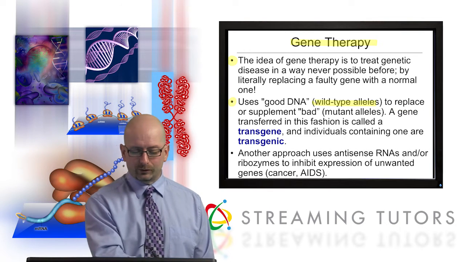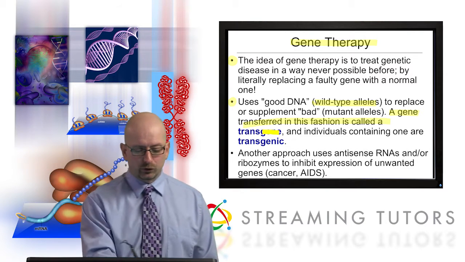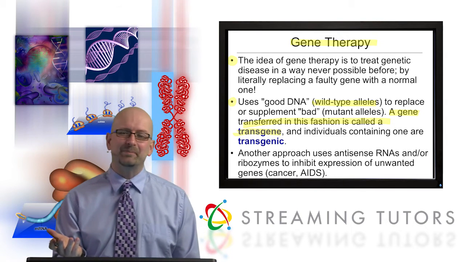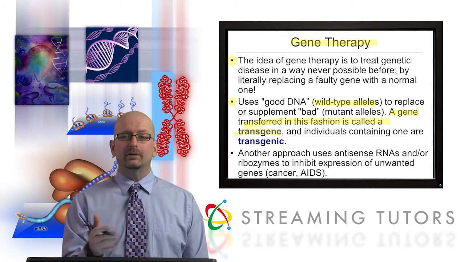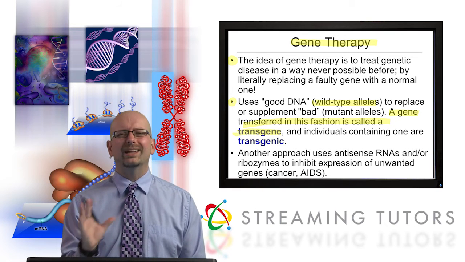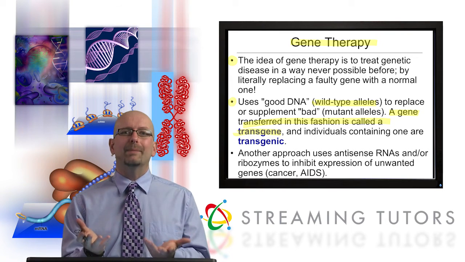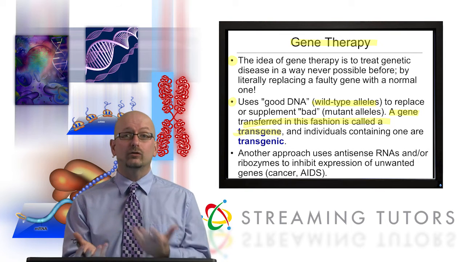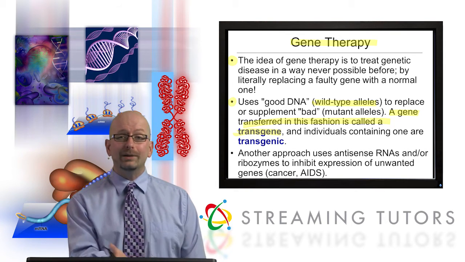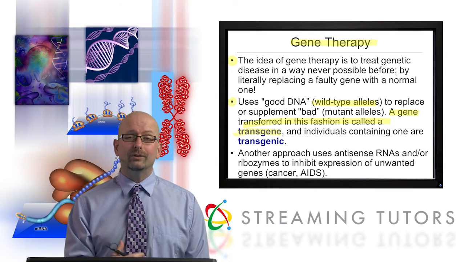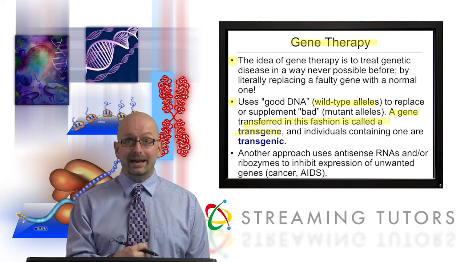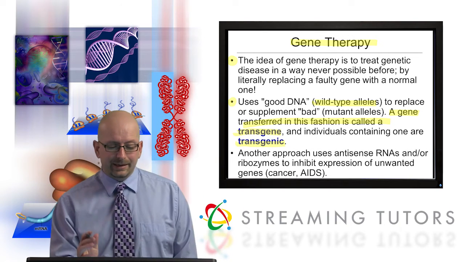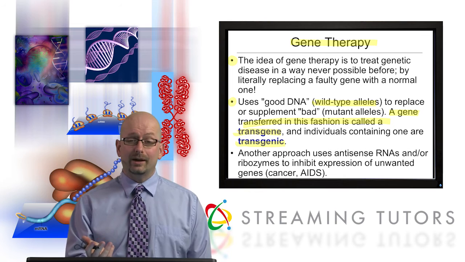Now, if you transfer a gene like this, it's called a transgene, and if that was a successfully done treatment, you would become a transgenic individual. Usually a transgenic mouse, for example, has human genes put into the mouse, so that's a cross-species transgenic. But this means you're getting a gene that's not naturally part of your genome, so it's technically a transgene. Now, it's easier said than done.